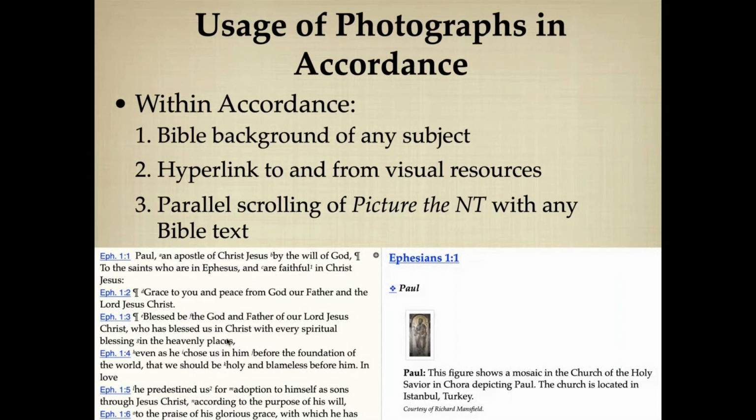The other thing you can do within Accordance is parallel scrolling. This is why we have pictures of the New Testament, because it's like a reference to it or a commentary. I can now show that verse in Ephesians 1 and read the text, and then see on the right the illustration of that text. And as I scroll through, they will stay synced with each other. If I scroll to Ephesians 1:2 and 1:3, the photo commentary will also scroll with me, so that I've always got the pictures right by the verse that I'm looking at at the top here, that is illustrated.